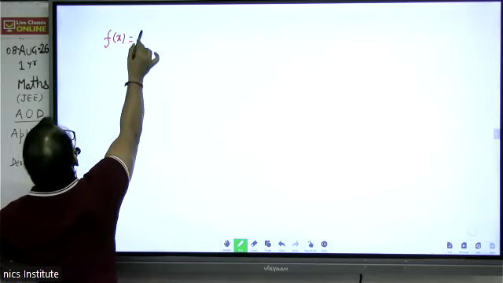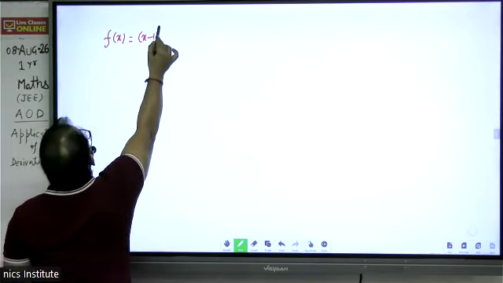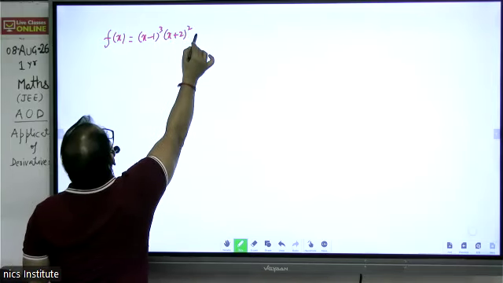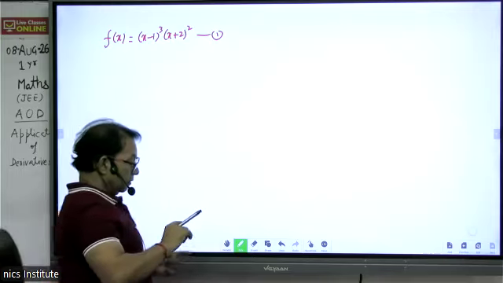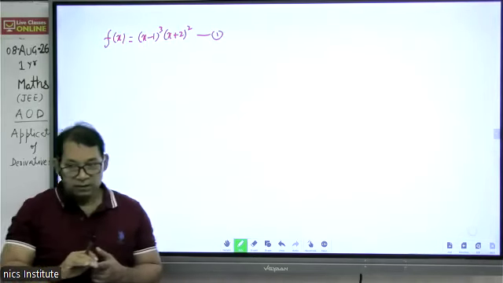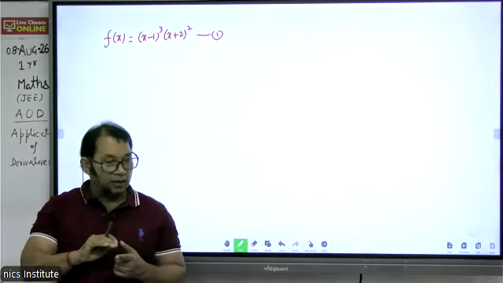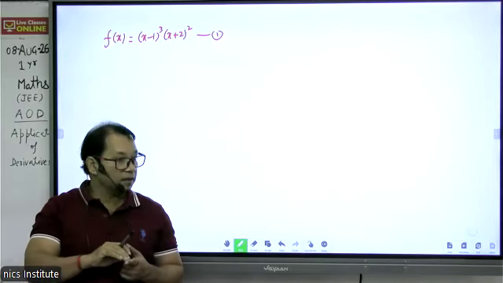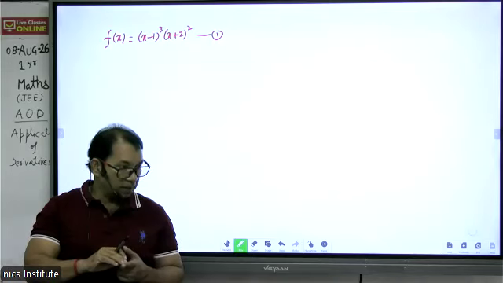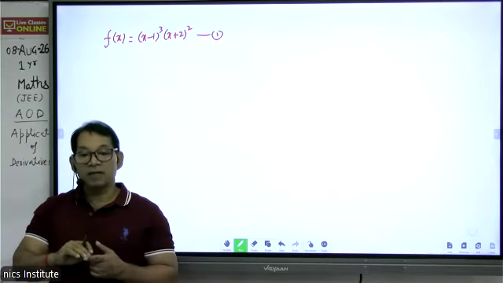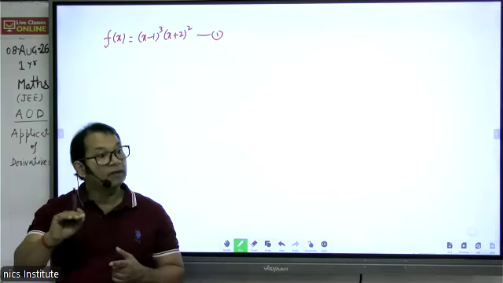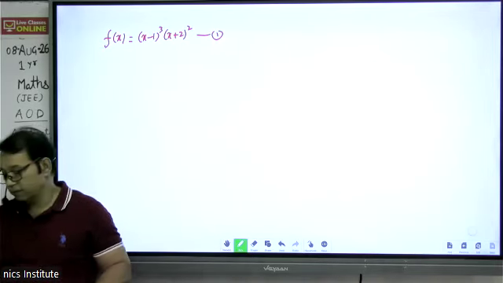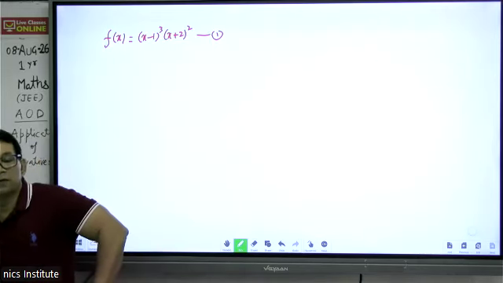F of x is equal to (x minus 1) whole cube (x plus 2) whole square. Question is, find critical points, intervals in which it is increasing, decreasing, find local maxima, minima, point of local maxima, minima, find local maximum minimum values, and hence plot the graph. ठीक है, सब कुछ करना है. Find everything. शॉर्ट में लिख लो.